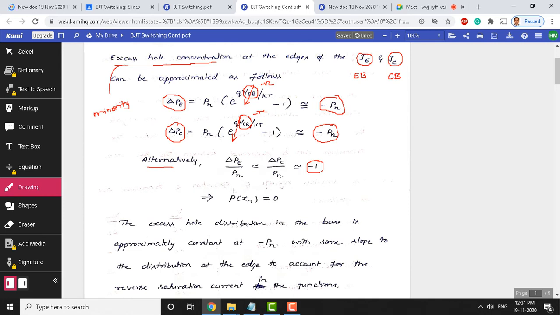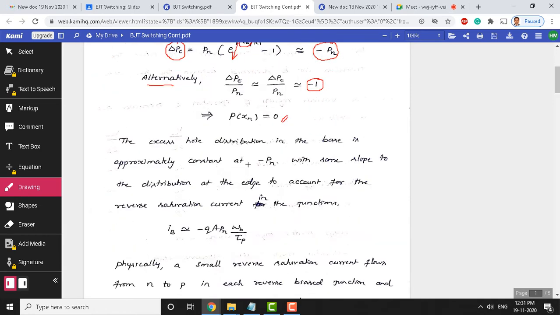And P of xn, the hole concentration as a function of distance xn between the emitter-base and the collector-base junction, becomes close to 0 for the transistor. So the excess hole distribution in the base is approximately constant. We showed that it is equivalent to minus Pn, especially in the cutoff region, with some slope to the distribution at the edge to account for the reverse saturation current in the junctions. You can see a small amount of reverse saturation current flows, even though the ratio of the excess hole concentration is equal to minus 1.